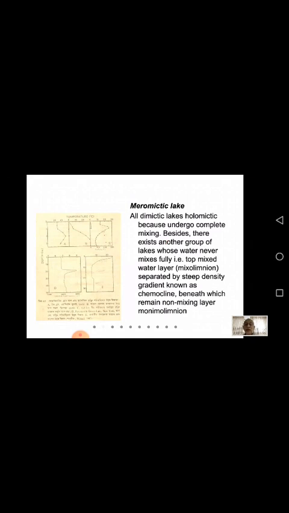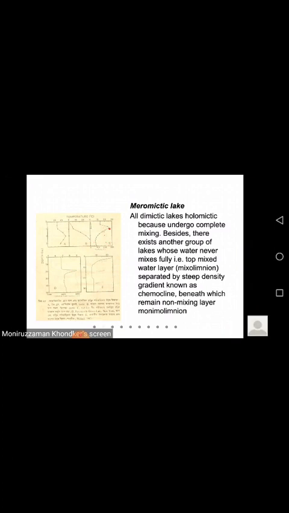So what is written here? All dimictic lakes are holomictic because they undergo complete mixing. Besides, there exists another group of lakes whose water never mixes. That is top mixed layer separated by steep density gradient known as chemocline, beneath which remains non-mixing layer, the monimolimnion. We have already seen that temperature could create this kind of situation. That is, under thermal stratification, no water mixing takes place. But in this case, it is not the thermal stratification, but it is a kind of chemical stratification.